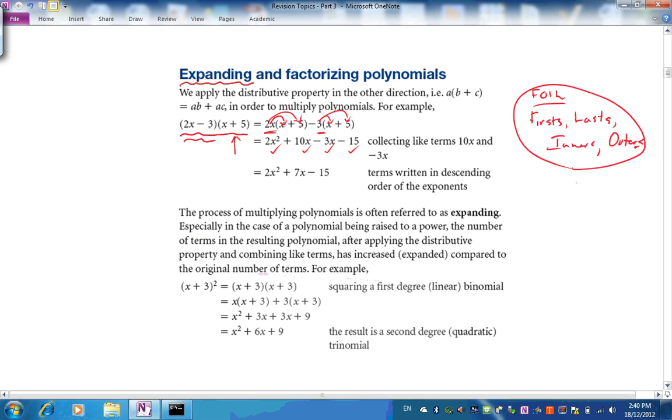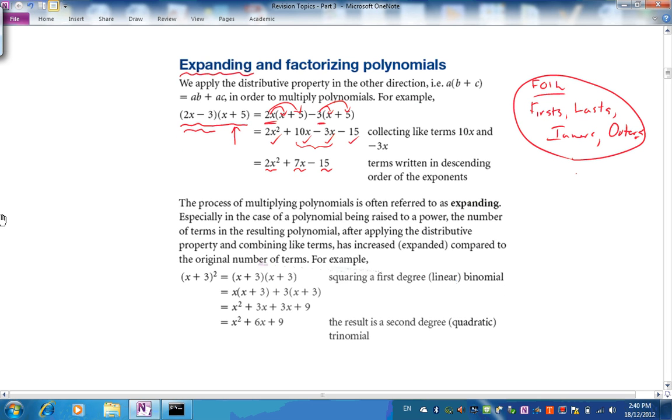Then if we collect the terms up, there's only one x squared term, that's 2x squared, but there are two x terms, so 10x take 3x, 10 cats take 3 cats is 7 cats, and then 15 is the only numbered term. So it's our simplified. Now this is the expanding idea.